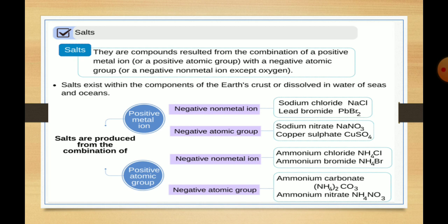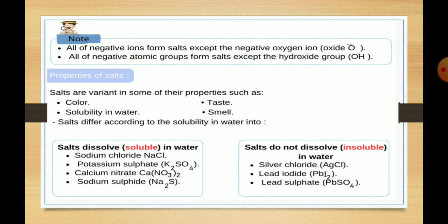And finally, salts. They are compounds resulting from the combination between a positive metal ion with a negative atomic group, except oxygen. And don't forget that all of the negative ions from salts are negative atomic groups except the hydroxide group. And what about the properties of salts?